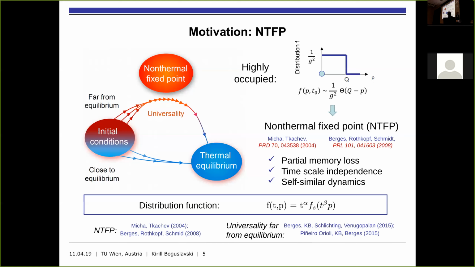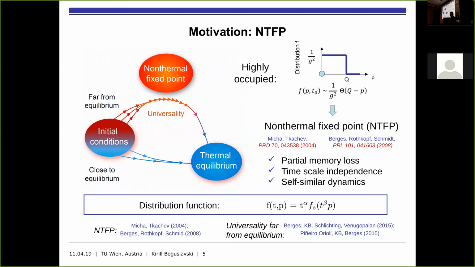You become very insensitive to the time scale, and the dynamics becomes self-similar, which means that you have a distribution function, which is in general a function of time and momentum, that becomes a scaling law. So you can scale out the time, it becomes a power law in front of that, and you get a t to the beta p.